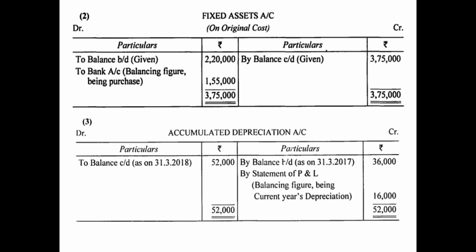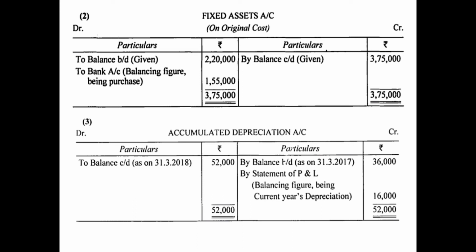Next is the accumulated depreciation account. On the credit side we have shown the opening balance of 36,000, and on the debit side we have shown the closing balance of 52,000. In the absence of any information, we will simply close the account. While balancing, we found out that the debit side of the accumulated depreciation is greater than the credit side by rupees 16,000. That means something is to be put on the credit side amounting to 16,000.